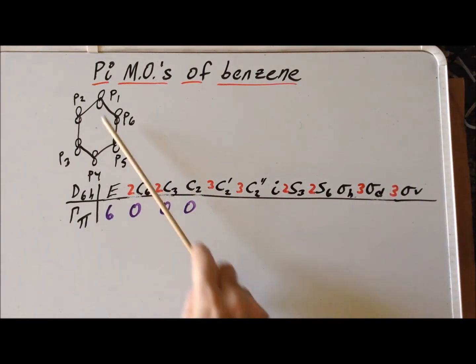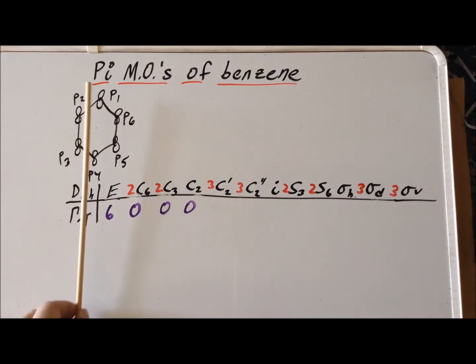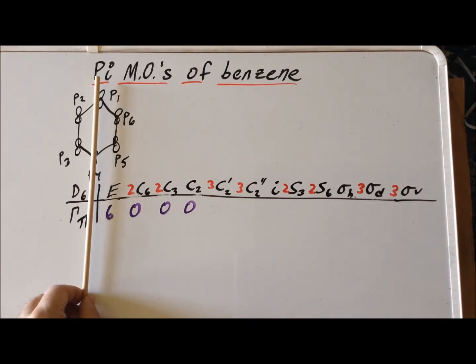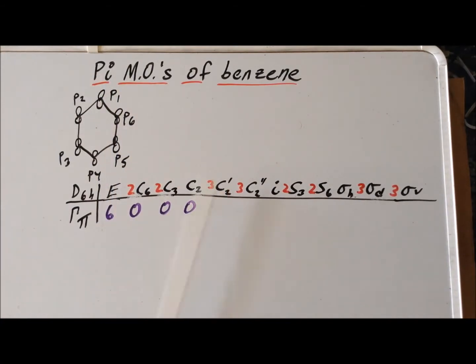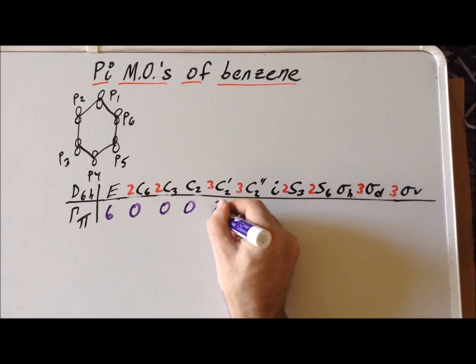Next, we have the C2 prime. The C2 prime axis runs through atoms of the ring. That's why it's the prime in this case. So for C2 prime, this takes p1 into minus p1, it takes p4 into minus p4, it takes p6 to minus p2, takes p5 to minus p3, for example. Since two of the orbitals, p1 and p4, are turned into at least some version of p1 and p4 respectively, we can say that we have a character of 2 because two of the orbitals stay in the same position.